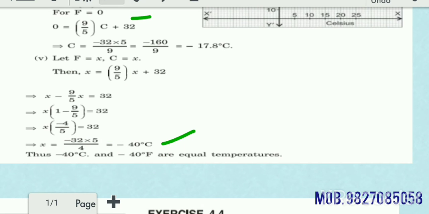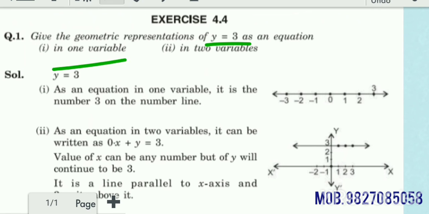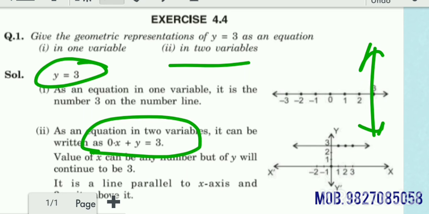Now exercise 4.4, question number 1 is, geometrically represent y is equal to 3 as one variable and two variables. So when y is equal to 3 in one variable form, this is a number line and this is 3. So this is the graphical solution in one variable. If two variables, we can write the equation as 0 into x plus y is equal to 3. So we get easily the value of x is equal to 0, so 0 is here, and y is equal to 3, so this is here, and draw the line. So this is our graphical solution of two variables.